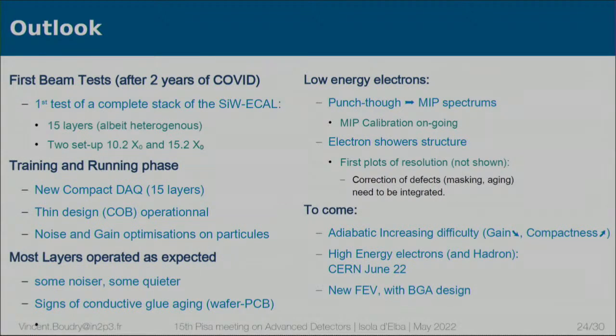So on the outlook, we are happy that we had our first 15 layers working properly. This is still kind of a training phase. I haven't shown any resolution plot because this still needs correction of defects, the masking, etc., so that we also have the simulation and the data matching properly. But a month since the last data taking, that was too fast. And most of the layers are working as expected, but as I said, we have some signs of aging here. So that's one of the concerns we are looking at right now.